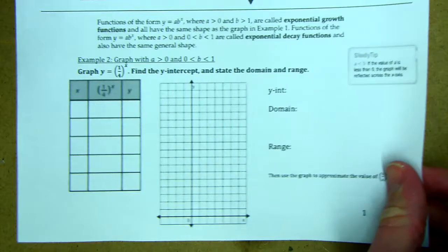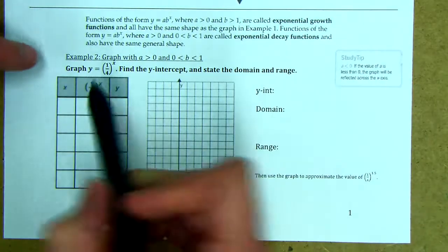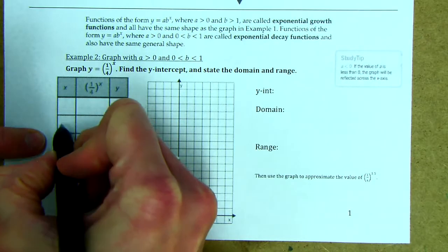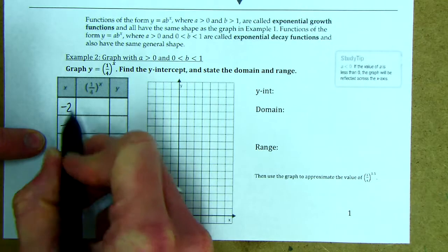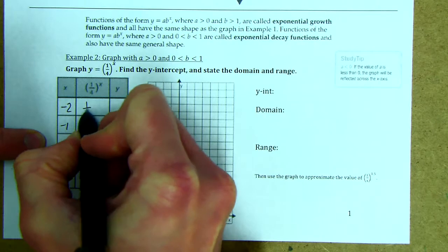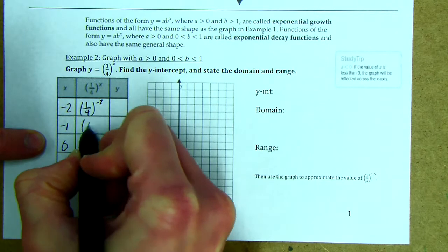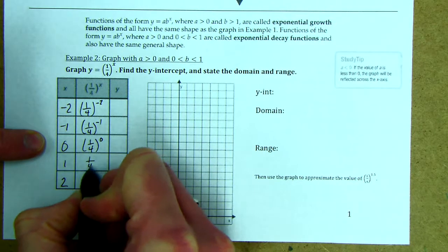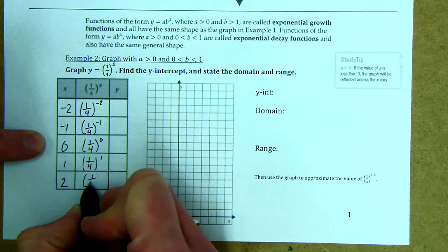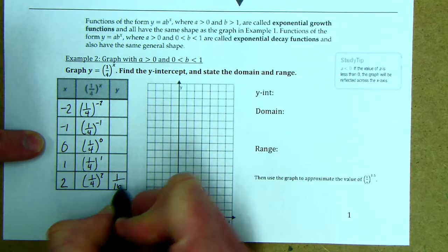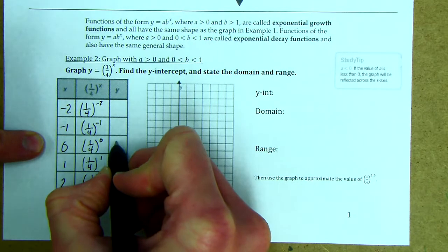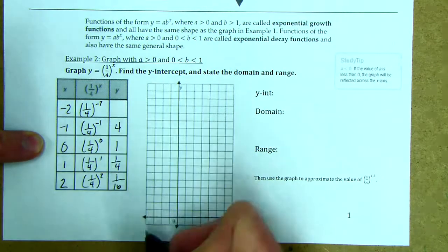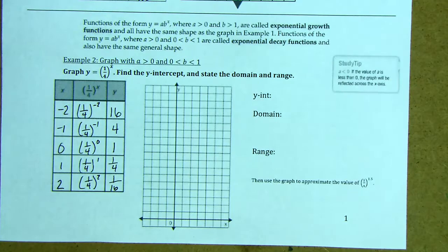All right, now we're going to graph one where b is between 0 and 1. So notice we have 1/4 to a power. On this one, there's not as many, so I'm going to do -2, -1, 0, 1, and 2. So I have 1/4 to the -2, 1/4 to the -1, 1/4 to the 0, 1/4 to the first. I flipped these around, sorry about that. 1/4 to the second. So that's 1/16. This is 1/4. This is 1. This, the negative exponent, actually flips it, makes it a positive 4, and this is a positive 16.